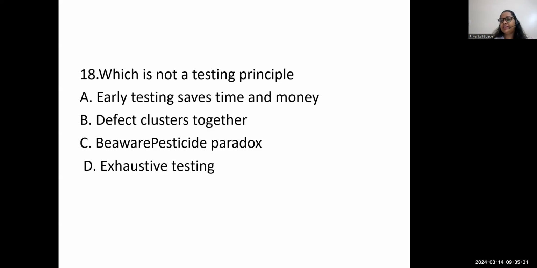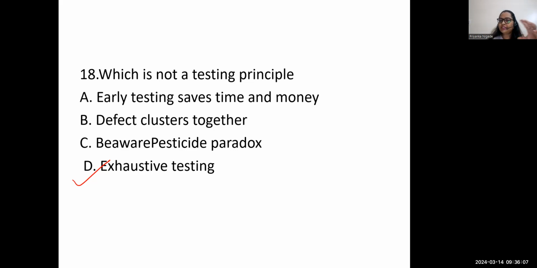There is only a small change you can see here, which will change the meaning of the statement, right? So, what is the correct answer? Which is not a testing principle? Absolutely. The correct answer is option D, exhaustive testing. It should be exhaustive testing is impossible, but that word is missing. So exhaustive testing is not a principle. This is not a testing principle. The rest three are testing principles.